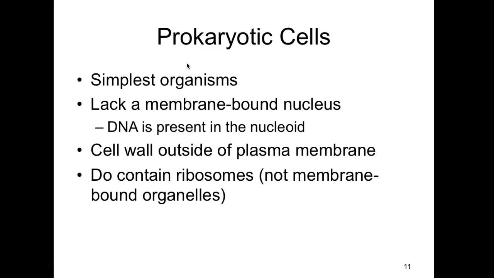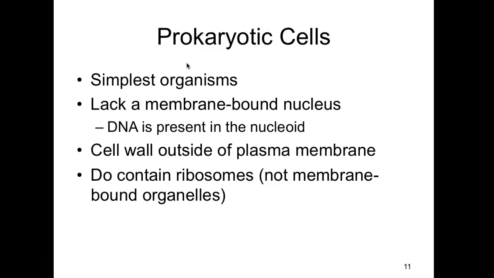Prokaryotic cells are the most primitive types of cells. The simplest organisms that we would say are the bacteria. They lack membrane-bound nuclei. We know that because they lack membrane-bound nuclei, their DNA is present in the area called the nucleoid. They also have a cell wall outside of the plasma membrane. They do not contain ribosomes.